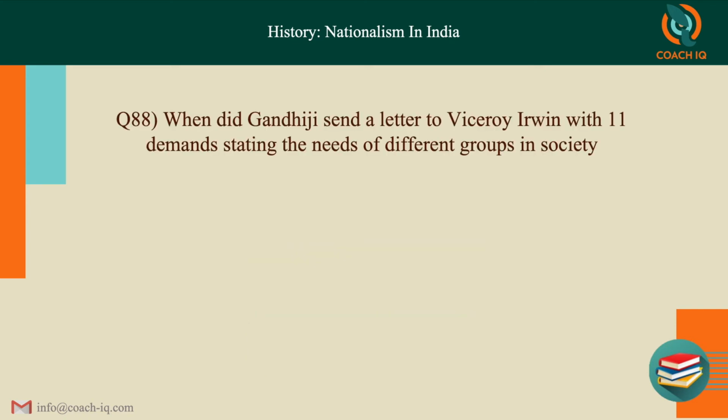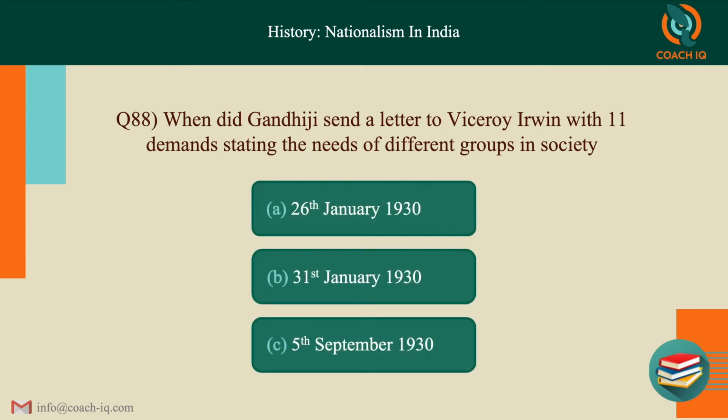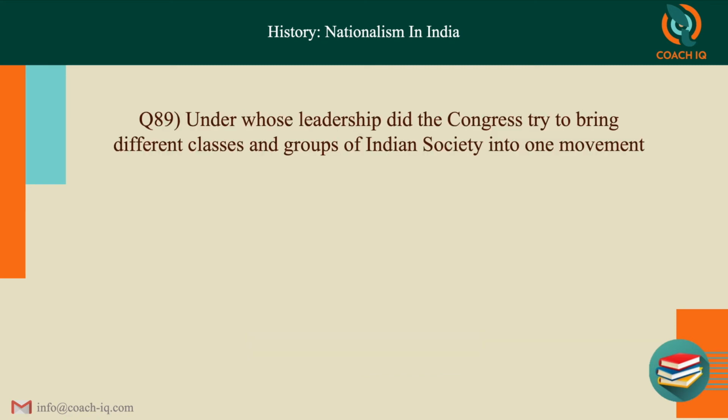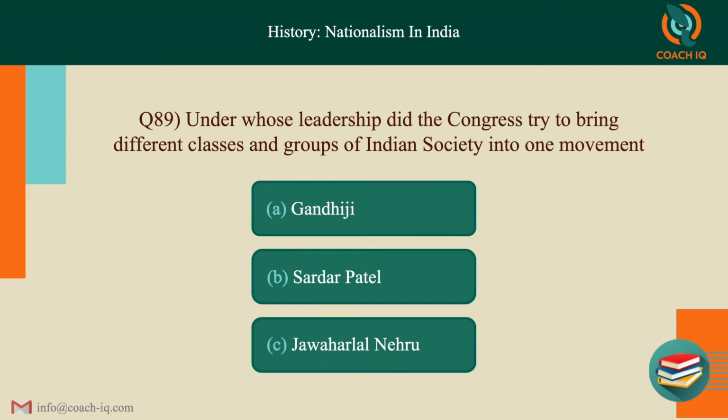When did Gandhiji send a letter to Viceroy Irwin with 11 demands stating the needs of different groups in society? Again, it's about your dates. Okay, so the answer is 31st January 1930. Under whose leadership did the Congress try to bring different classes and groups of Indian society into one movement? The answer is Gandhiji.